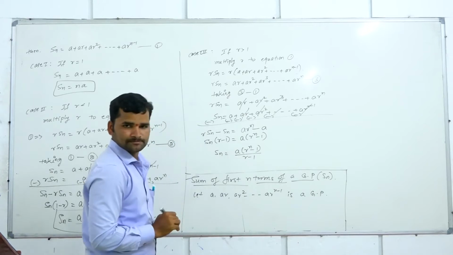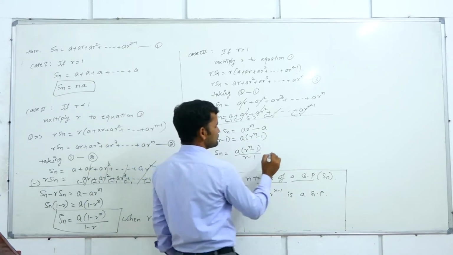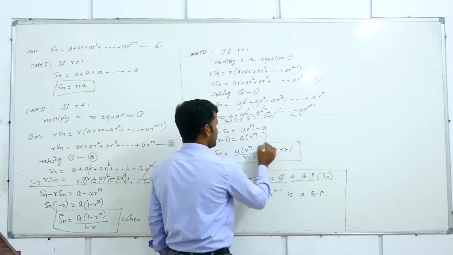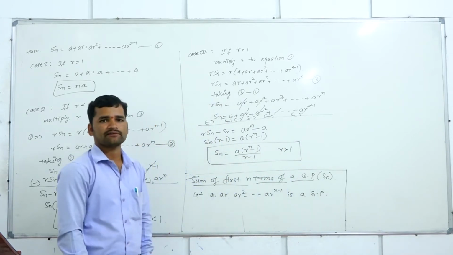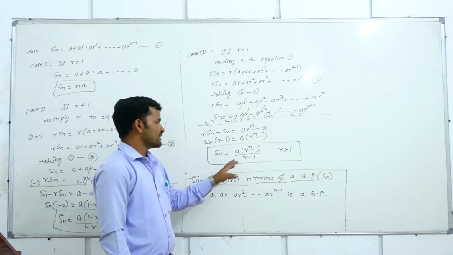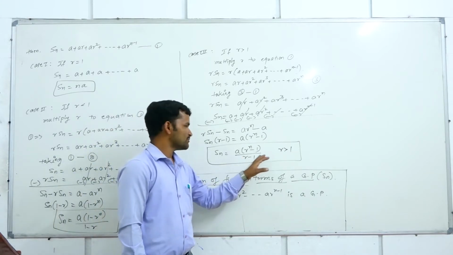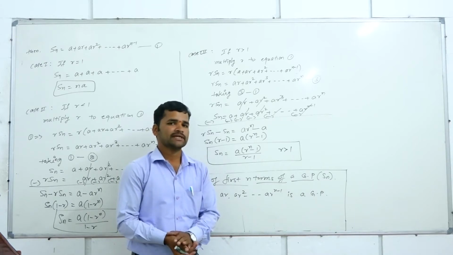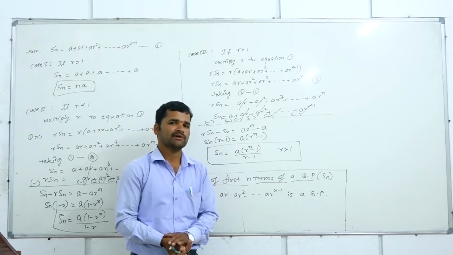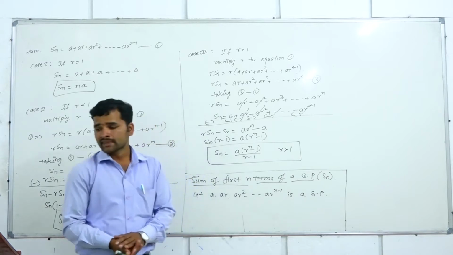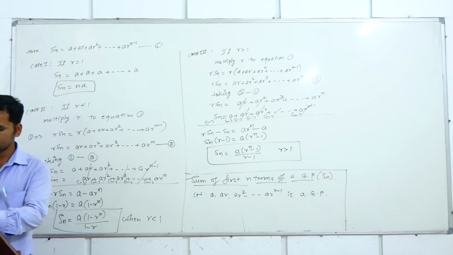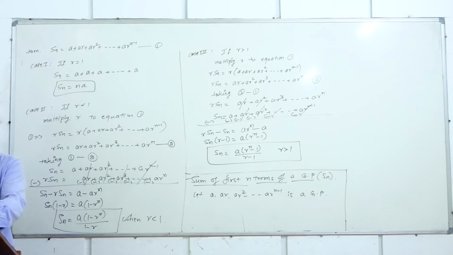This is the formula. When should we use this? We should use this formula when r is greater than 1, means common ratio is greater than 1. Otherwise, you will get some negative values. That's why it is better to use the r greater than 1 and r less than 1 cases properly, depending on the value of r. Okay. Now we will go to the problems on geometric progression.